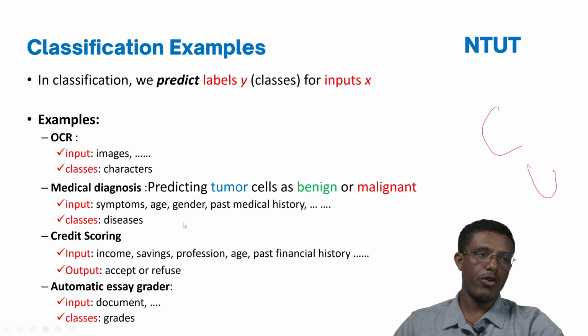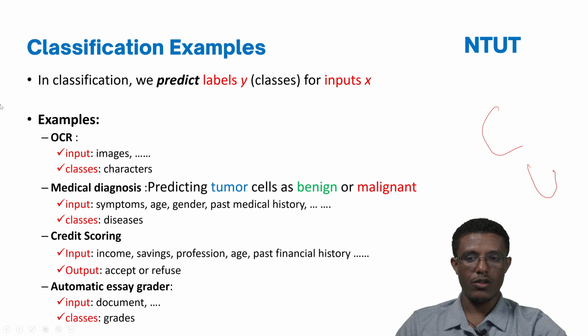In credit scoring, the inputs may be income, savings, profession, age, and past financial history. Using this type of information, we can classify with just the classes, maybe accept and refuse, and then we can categorize like this one.